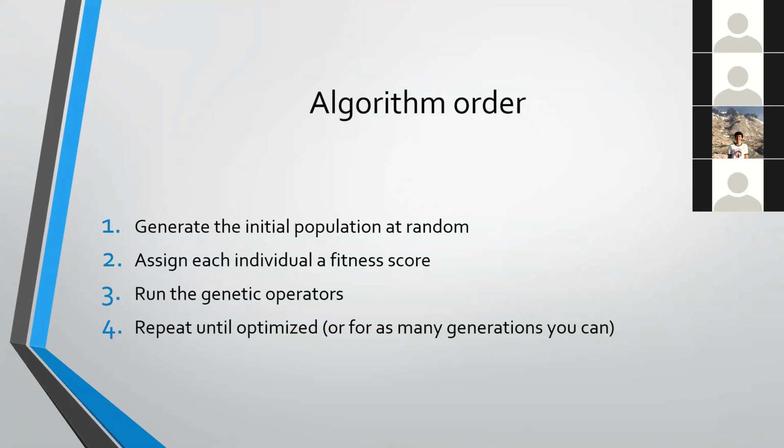The real trick is a lot of the times you don't know how long it's going to take to do these, because a lot of the problems that genetic algorithms are used for, we don't know what the optimal score looks like in a lot of cases.